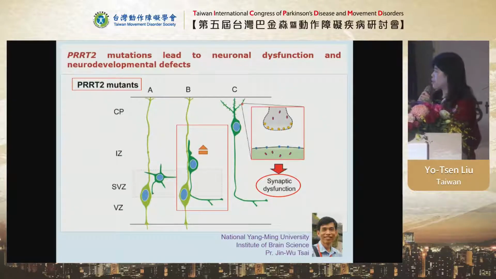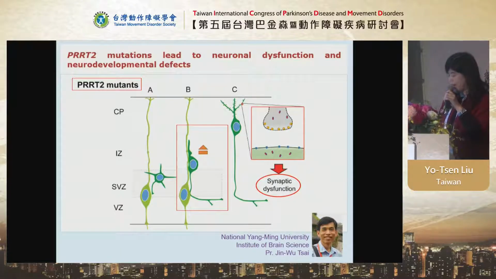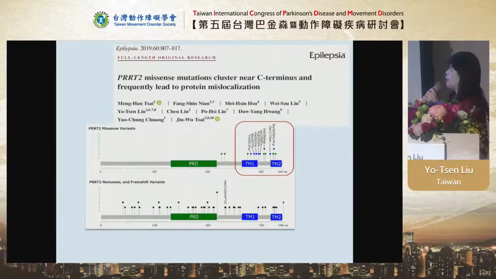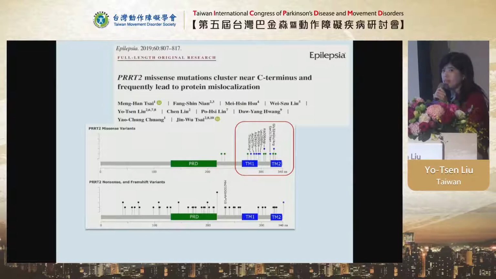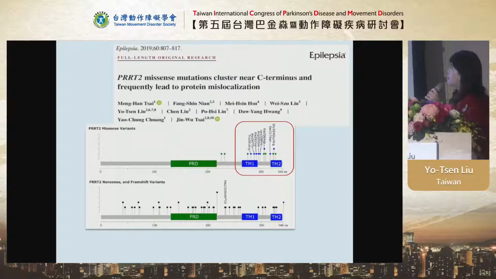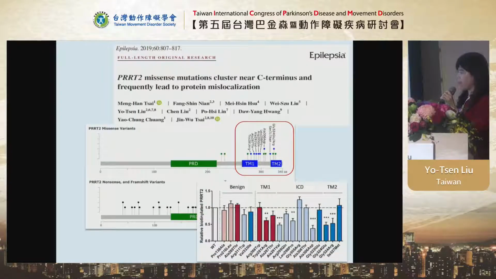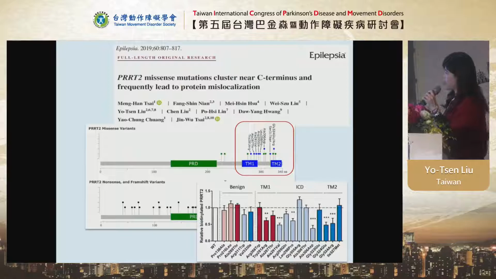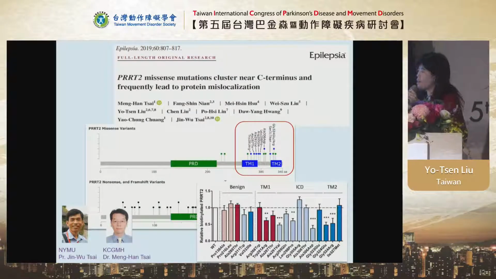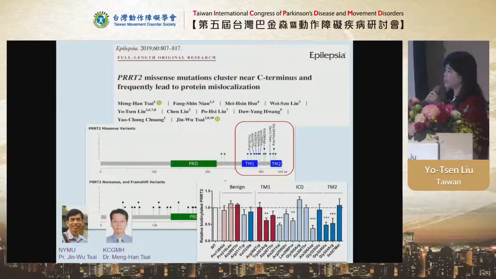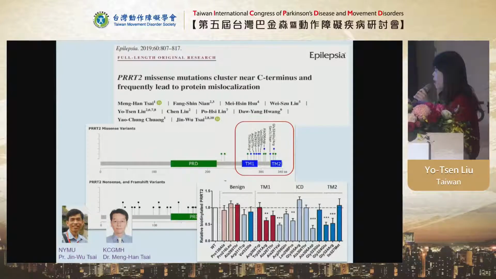This work was a collaboration with Professor Junwen Cai at the National Yang Ming University. Then we also noted that many point missense mutations cluster in the C-terminus of PRRT2. So we hypothesized that the C-terminus may be critical for the protein to target the membrane. We compared with other benign variants, and the pathogenic variants caused a significant decrease, particularly in the transmembrane domain. This work was again a collaboration with Professor Junwen Cai and Dr. Menghan Cai at Chang Gung Memorial Hospital.